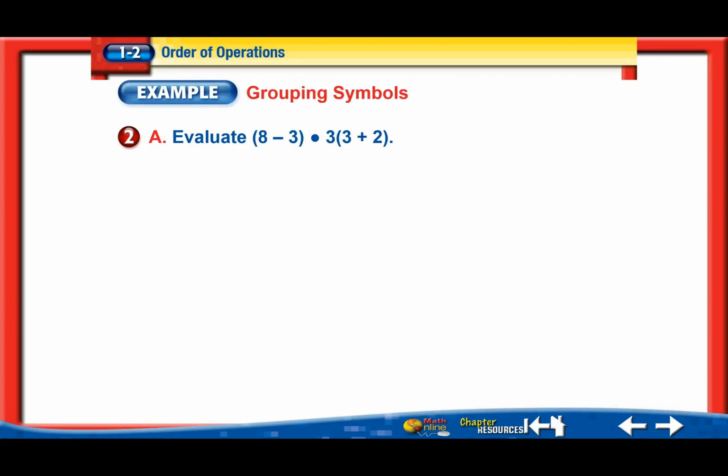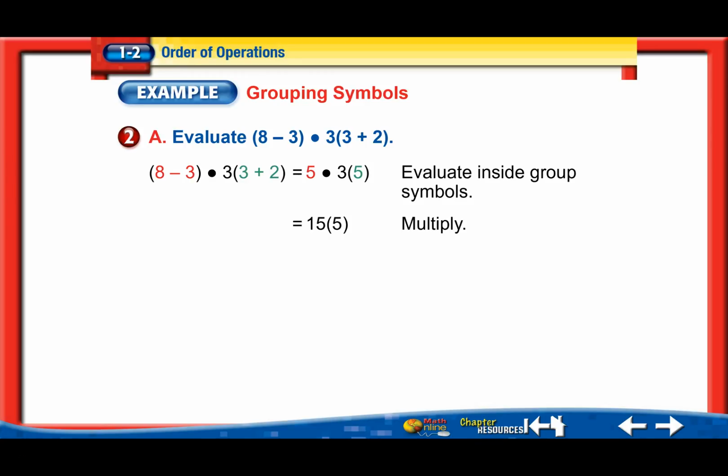Okay, now we do this with some grouping symbols here. So evaluate the inside grouping symbols first. 8 minus 3 is 5, so that's the red, goes to here. 3 plus 2 goes to 5 as well. Now we're going to keep going. So now we have 5 times 3 times 5, technically. So we're going to multiply. 5 times 3 is 15. 15 times 5 is 75. Our answer comes out to 75.